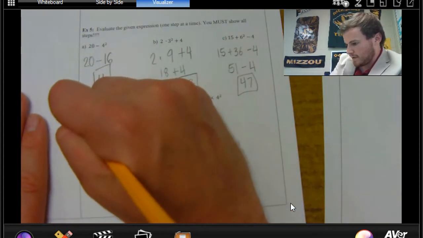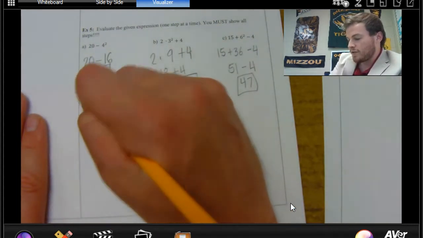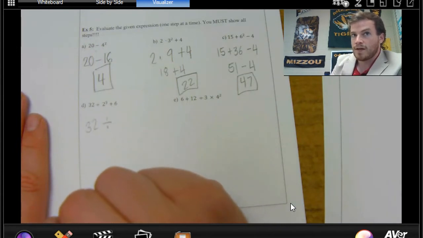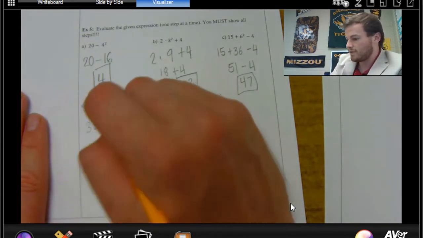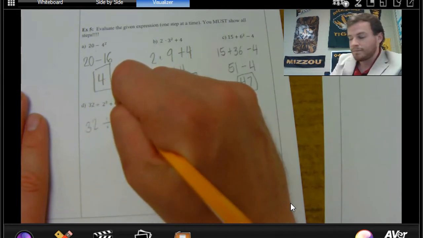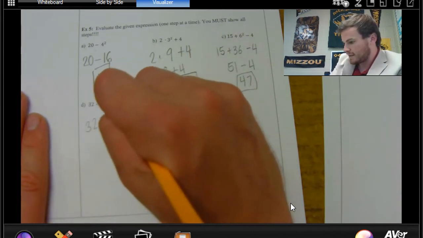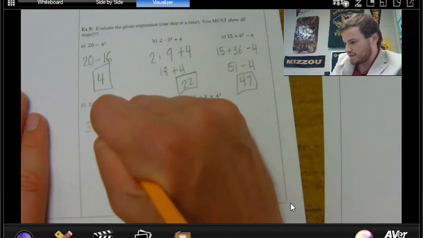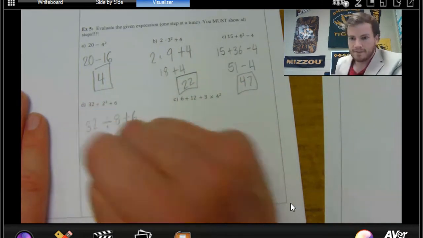So it's 32 divided by 2 to the third power, which is the same thing as 2 times 2 times 2. 2 times 2 is 4. 4 times 2 is 8, so 32 divided by 8. Then you add 6 at the end. 32 divided by 8 is 4. 4 plus 6 is 10. Box it.